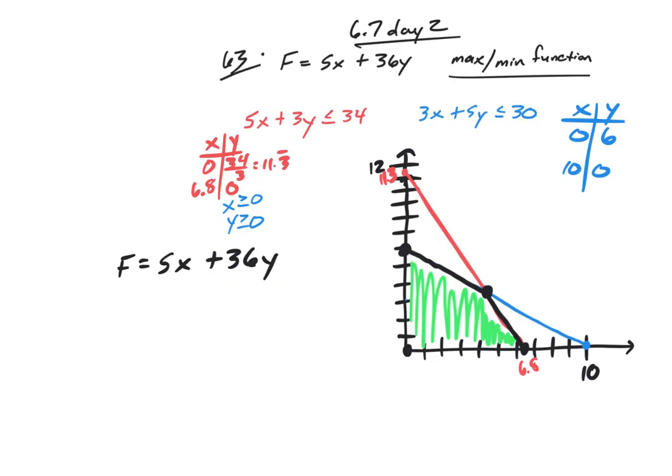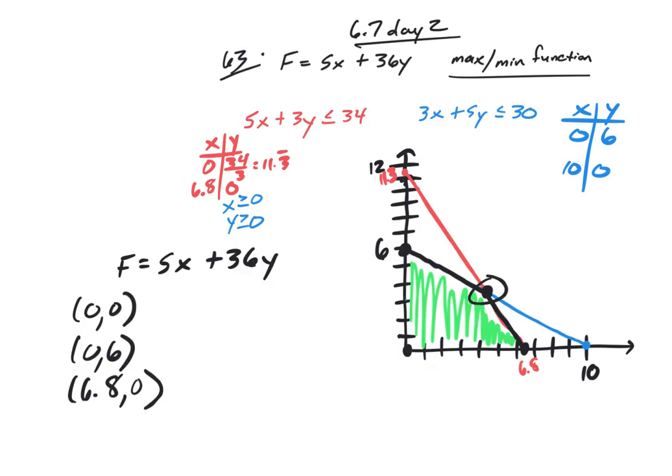3 of them are pretty easy to find. We got 0, 0 down here. That's pretty easy, okay? We got 0, 6, which is at the top point of the graph here. We got 6.8, 0, which is on the right-hand side of that. And then we got to find this guy.